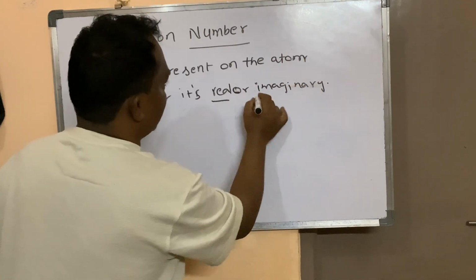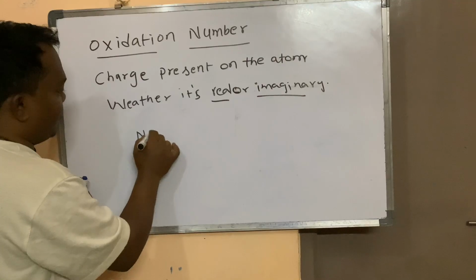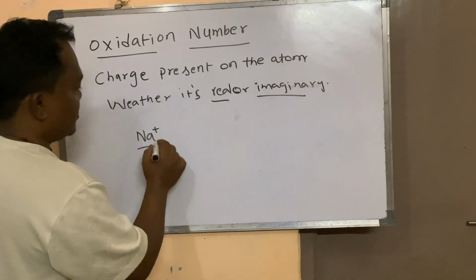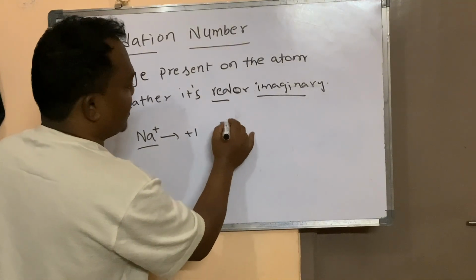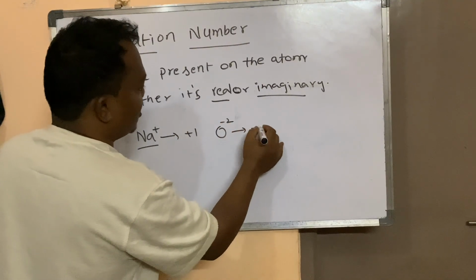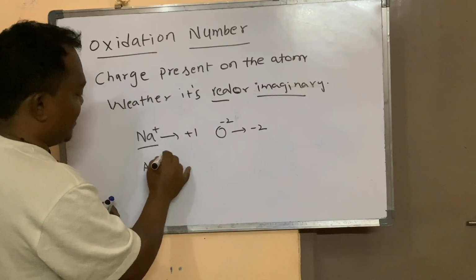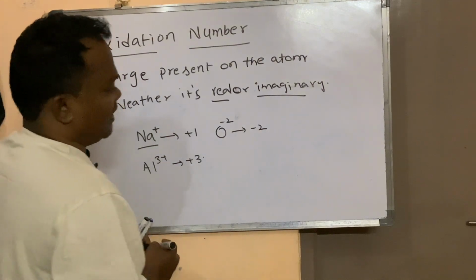What is meant by real? What is meant by imaginary? See, here we have an example, Na+. Na+ is nothing but the sodium ion. In this we have a charge of plus 1. O2-, in this we have a charge of minus 2. Al3+, here we have a charge of plus 3. So this is a real charge present on the atom.